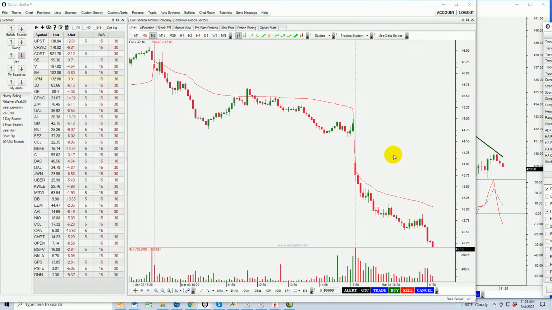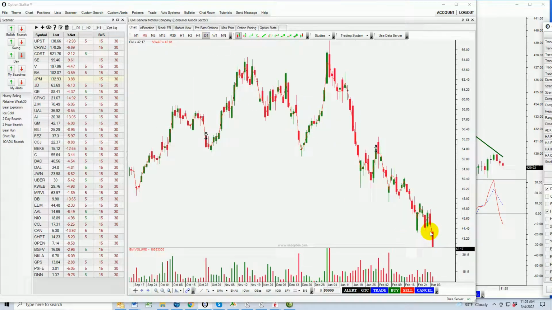GM. Ooh, that is nasty. You can see relative weakness. I like GM. That could be your short pick of the day. That is your short pick of the day. Broke horizontal support, weak relative to the market.